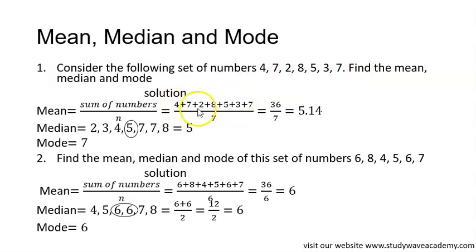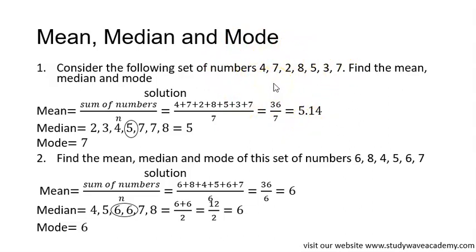So you add all these together: 4 plus 7 plus 2 plus 8 plus 5 plus 3 plus 7 is going to give us 36 over 7. 36 divided by 7, using the long division method, you will arrive at this answer. Using your calculator, you will arrive at this answer. This is approximated.